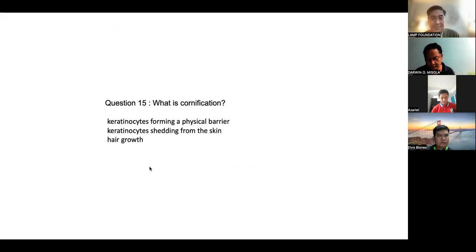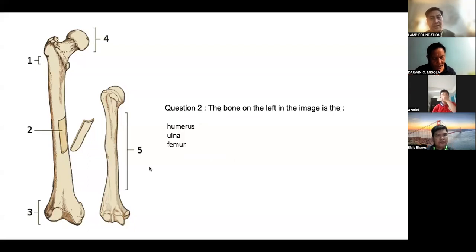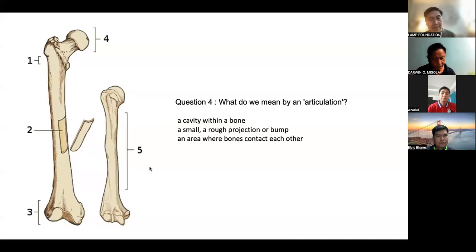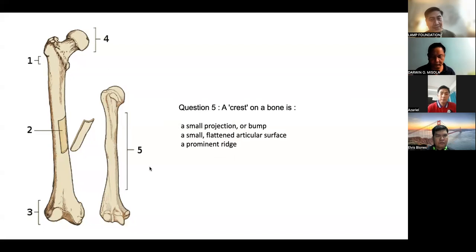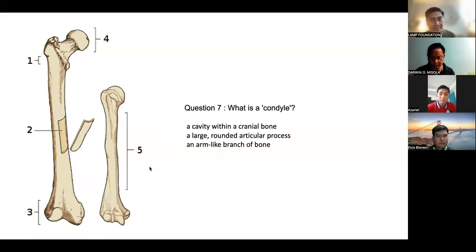What is cornification? Keratinocytes forming a physical barrier. Label number 1 in the diagram indicates which part of the bone? Metaphysis. The bone on the left in the image is the femur. Label number 5 in the diagram indicates? Diaphysis. What do we mean by an articulation? An area where bones contact each other. A crest on a bone is? A prominent ridge. What is label number 4 pointing to in the diagram? Proximal epiphysis.